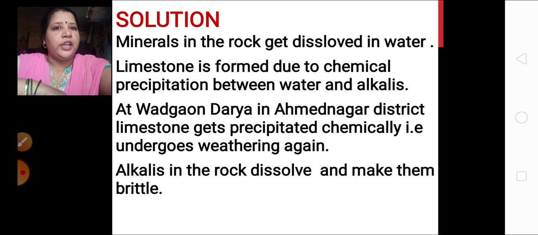When limestone is getting weathered, what happens at that time? The alkalis in the rock dissolve. Whatever alkalis are there in the rock, they get dissolved and make the rock brittle. I hope you all know the meaning of brittleness. Alkalis in the rock get dissolved and make the rock brittle, which can easily break.